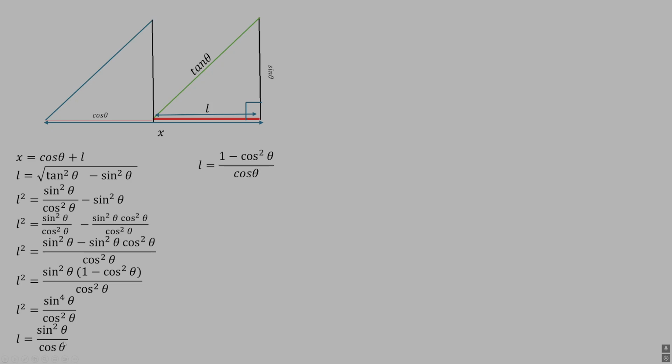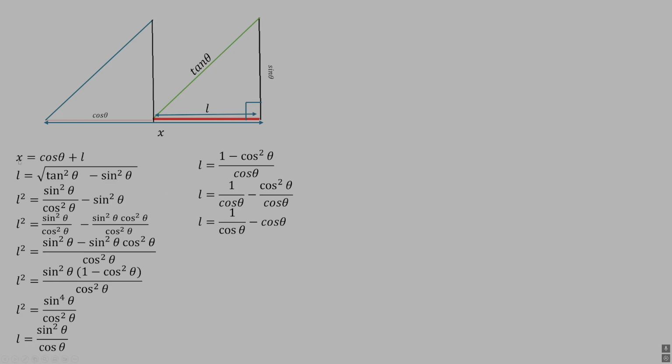And we're going to use the Pythagorean identity again to get this fraction here. And now we're going to separate the fractions, cancel the cos's out, and we have an expression for L that we can't really simplify down anymore.